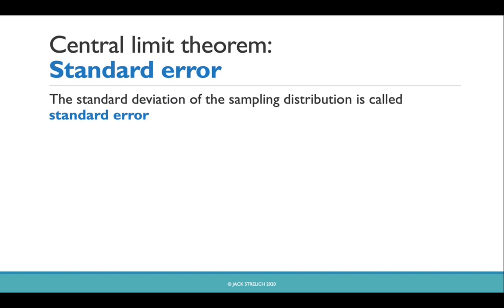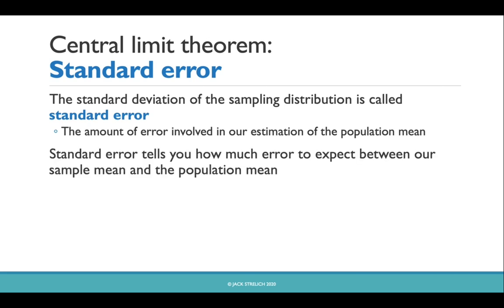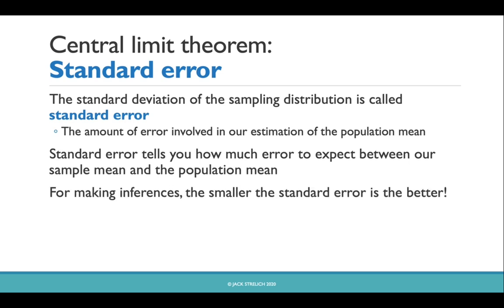The standard deviation of the sampling distribution is called standard error. This is an estimate of the amount of error involved in our estimation of the population mean. Standard error tells us how much error to expect between our sample mean and the population mean. As far as making inferences goes, the smaller the standard error, the better, because this means that our sample mean is a better estimate of the population mean.